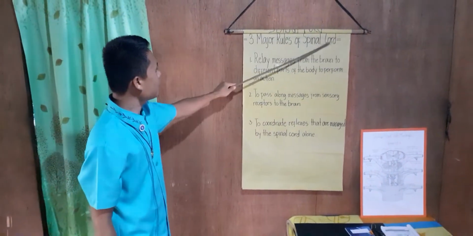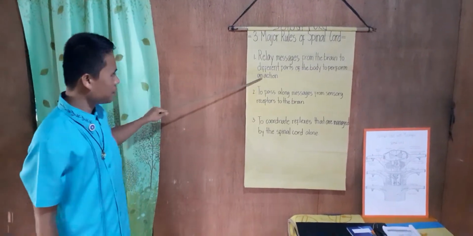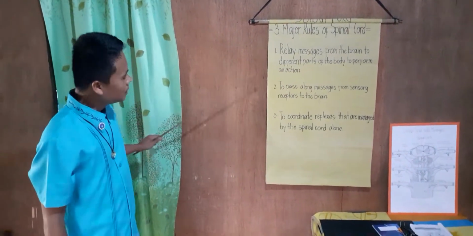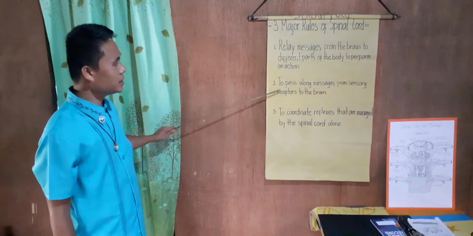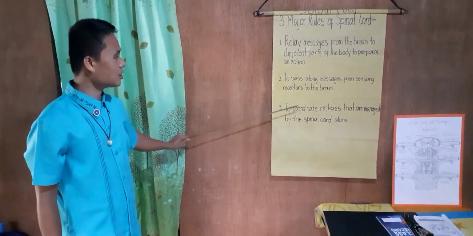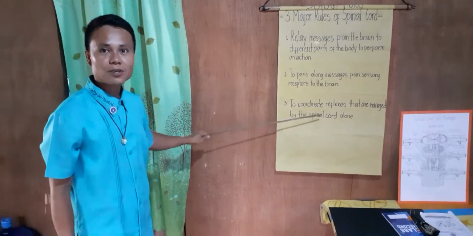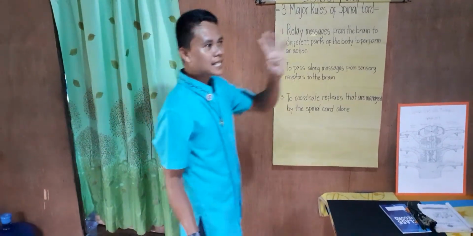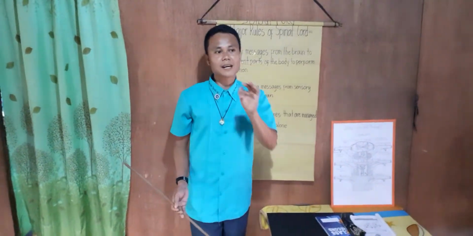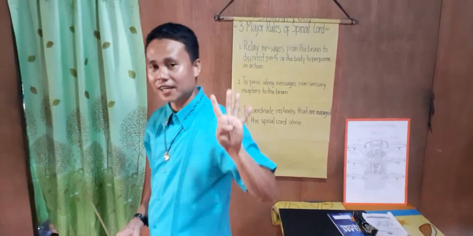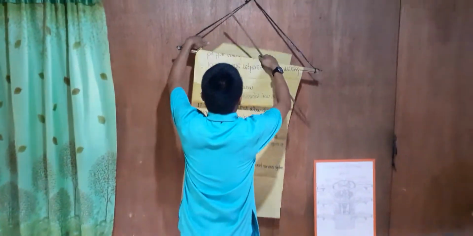So the three major roles are to relay messages from the brain to the specific parts of the body to perform an action, to pass along messages from the sensory receptors to the brain, and to coordinate reflexes that are managed by the spinal cord alone. Okay, aside from the major roles of the spinal cord, class, there are four functions of the organ. So these are the four functions of the organ, class.